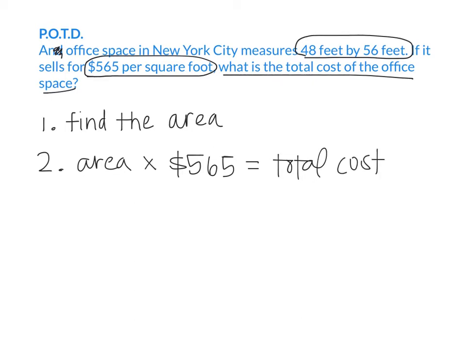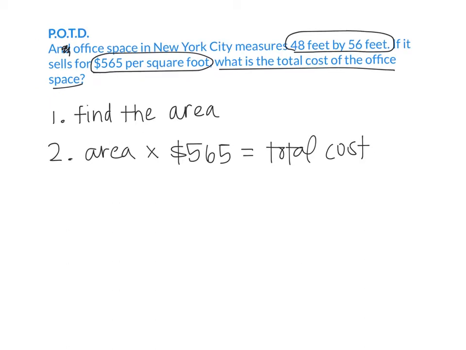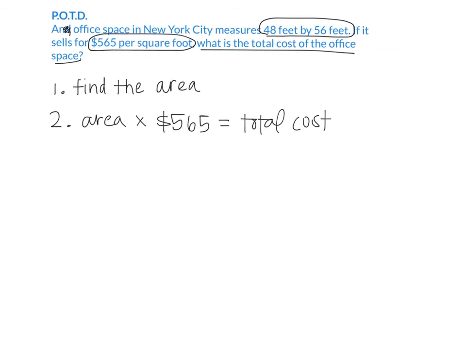Total cost, yeah, okay. So we can see right away from reading the problem that there's two steps that we need to do. The first step is going to be to find the area, and the second step is to find the total cost. Okay, remember that we're also using models, tape diagrams or area models. So how can I find the area? Let's do step 1 first. I need to multiply 48 by 56, right, in order to find the area.